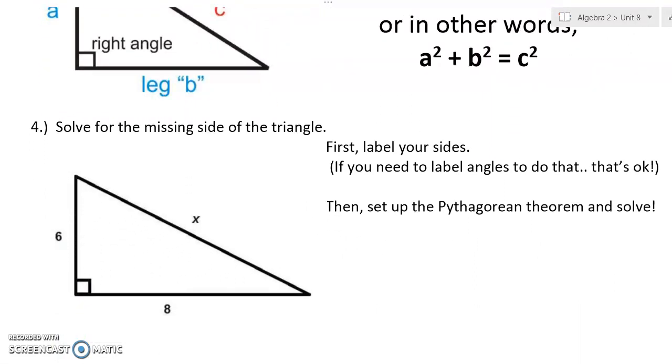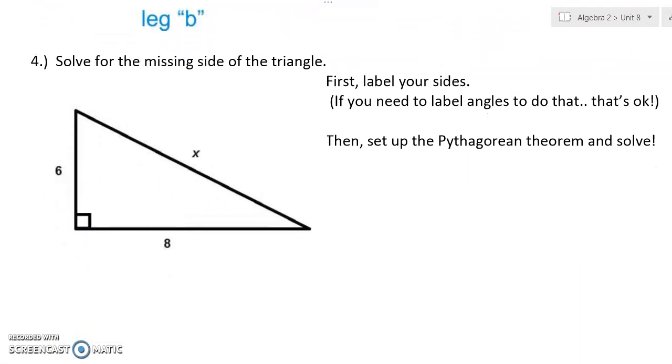So let's solve the first problem. It says solve for the missing side of the triangle. First, label your sides. If you need to label angles, that's okay. Then set up the Pythagorean's theorem. Now we really don't need to label the angles. We are focusing just on the sides. We are given 2 of them, and we're missing 1. I know that this is a leg, and this one is a leg as well. And across from the 90 degrees, that one is called the hypotenuse.